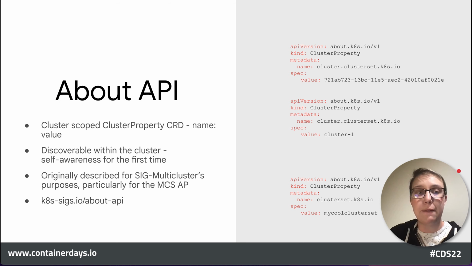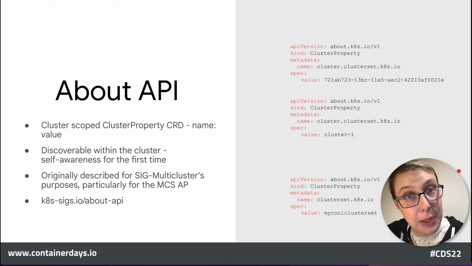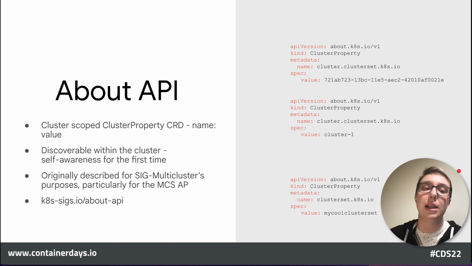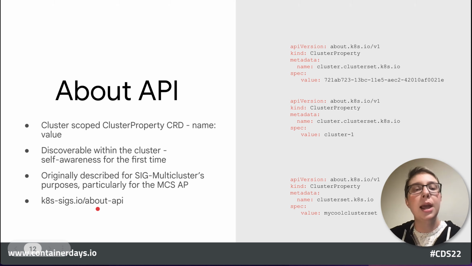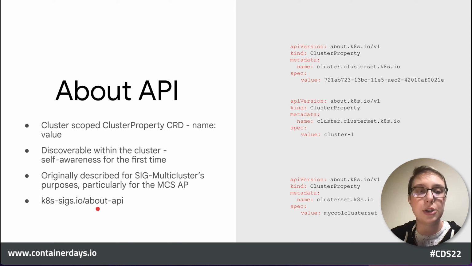So a little bit more on that first point, I want to highlight something that has come out of the SIG multi-cluster group about that very problem of clusters needing to know who they are. And there is a solution called the About API, which you can go to k8s.sigs.io/About API and check it out. But basically, the idea of the About API is to be a cluster scoped CRD that stores arbitrary cluster properties, like literally the kind is called ClusterProperty. And they are just composed of a name and a value.